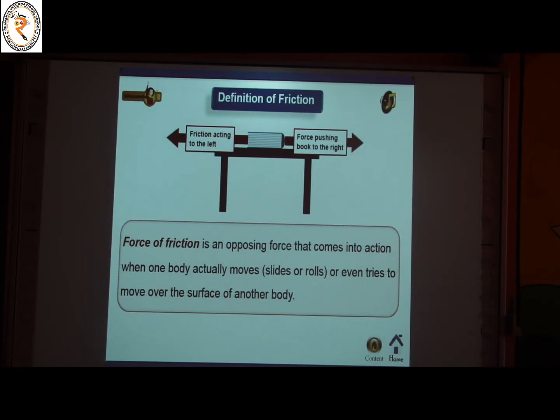So what is the definition of friction? The force of friction is an opposing force that comes into action when one body moves, slides or rolls, or even tries to move over the surface of another body. So friction is a force. What is the role of friction? It opposes the motion. So friction is an opposing force.